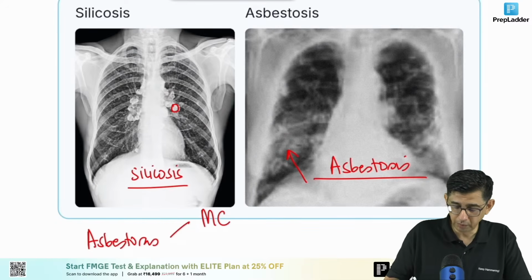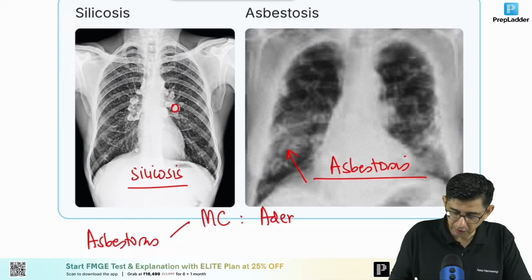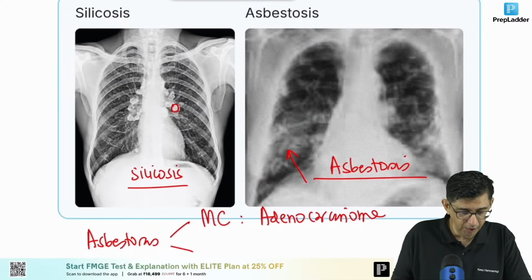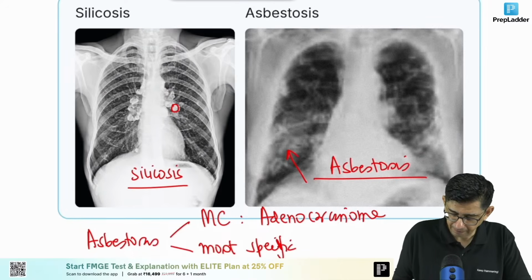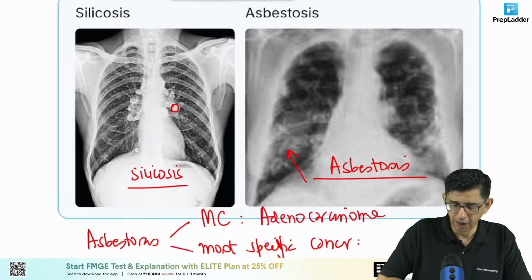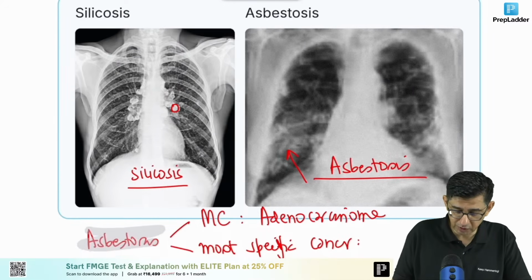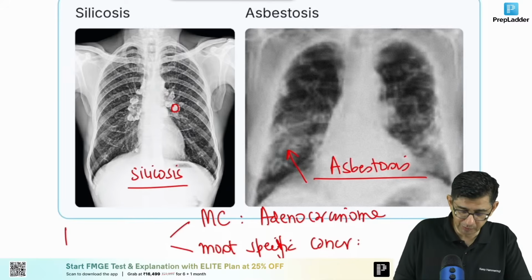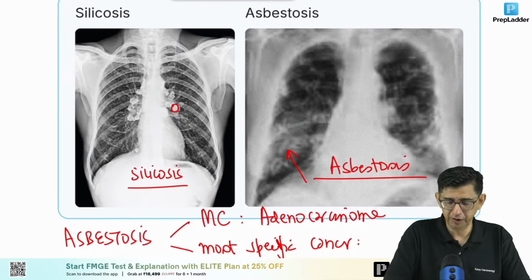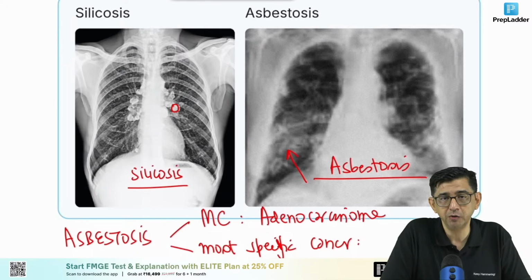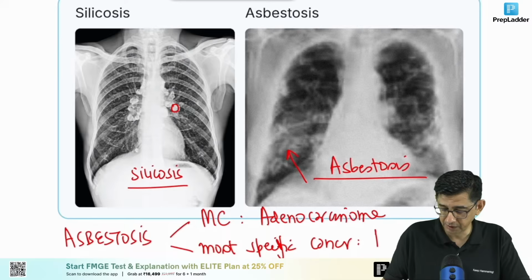Very good. The most common cancer that we see in an asbestosis patient is the same as that of the normal population, that is adenocarcinoma. Only if the language of the question is what is the most specific cancer that is seen with asbestosis, then the answer would be given by you as mesothelioma.